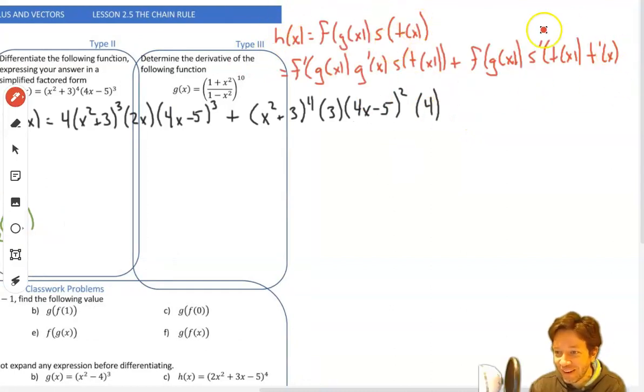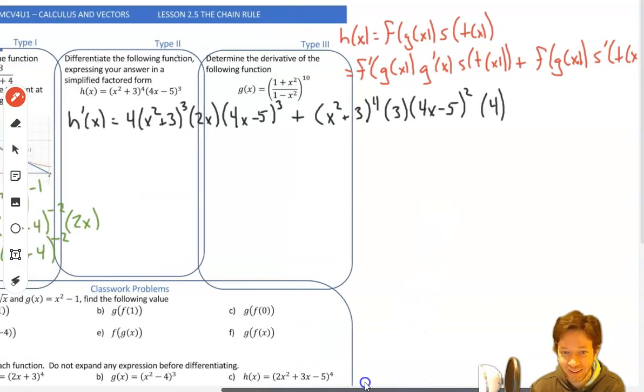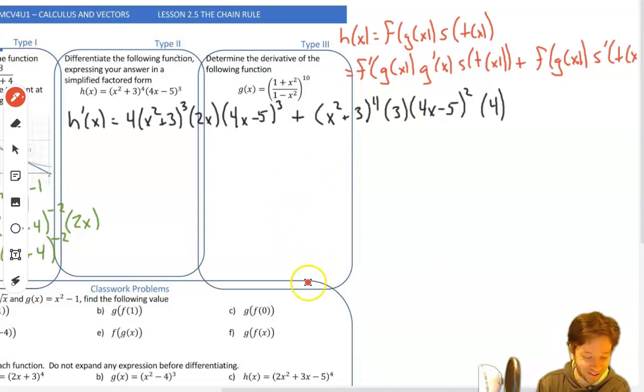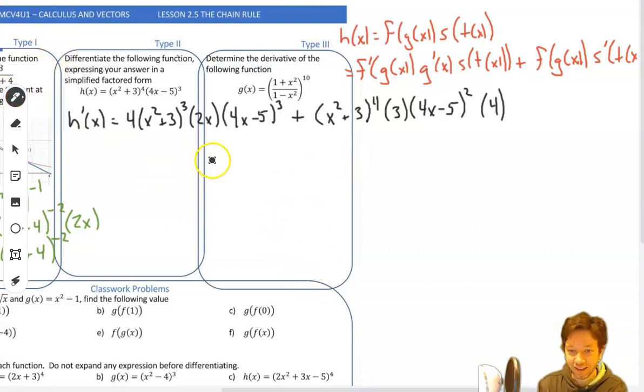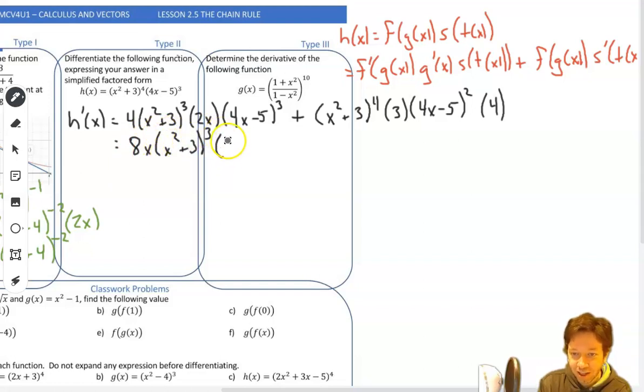So if everyone's okay with how we applied chain rules within a product rule for that first step, from here on out, we're just going to clean things up. Because let's see, we have 4 times 2x, so we have 8x times (x squared plus 3) all cubed times (4x minus 5) cubed.